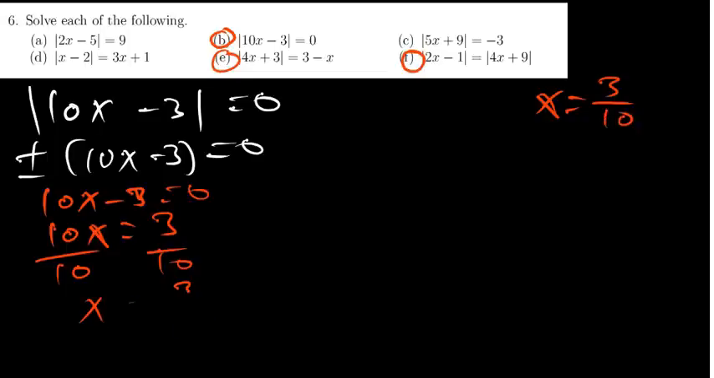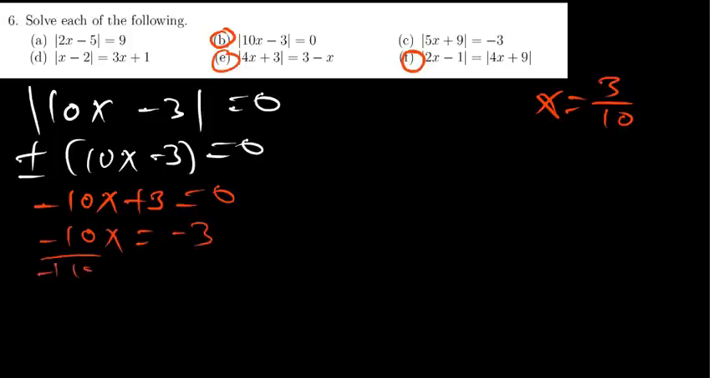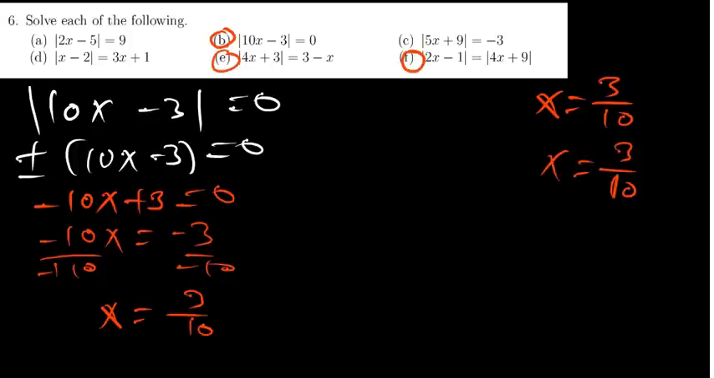Next, I have to multiply by a negative. So it's going to be negative 10x plus 3 is equal to 0. Negative 10x is equal to negative 3. Divide by negative 10 on both sides. X will be equal to, again, 3 over 10. So I'm still getting the same answer. So these are my answers.